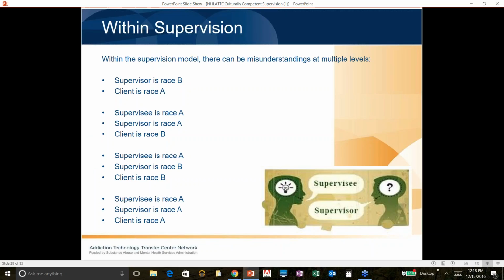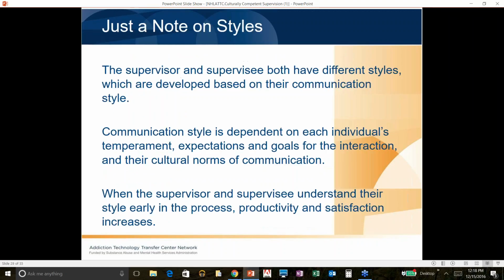That's one thing. Supervisor is race A, supervisee is race A, client is race B, and so we have all of those different possibilities, and each one presents unique challenges. By the way, I think I forgot a supervisee up at the top there. Each one is a different challenge where either there's some difference that we have to overcome, or even in the last one, we're all similar, which means, according to research, we're very likely not to even think about it.